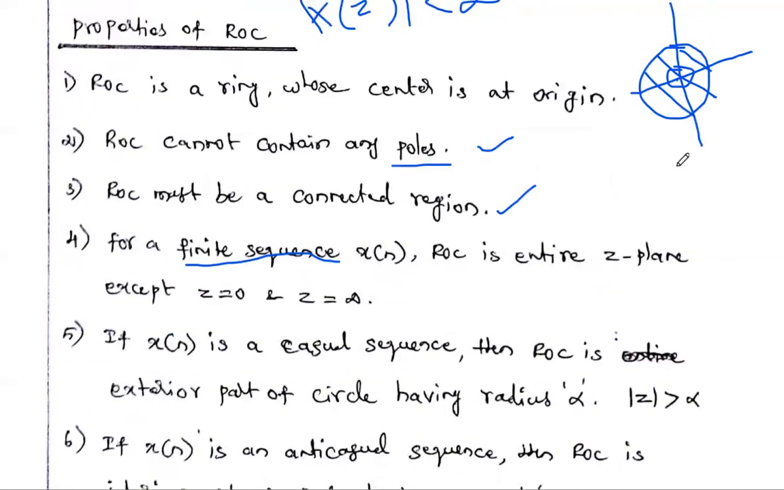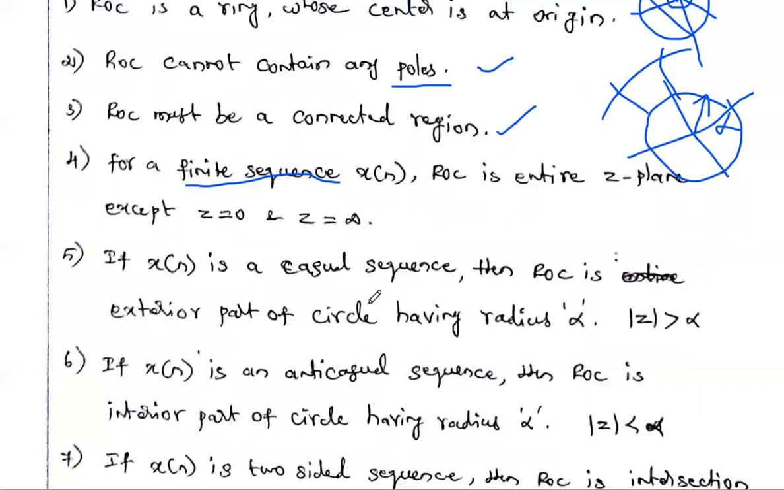That means for that signal, if you are drawing the ROC, this is one circle, having radius alpha. For this causal signal, the ROC is always the outer region, that is, above this region. This is the radius alpha. So the exterior part of the circle having radius alpha is the ROC whenever the sequence is a causal sequence.